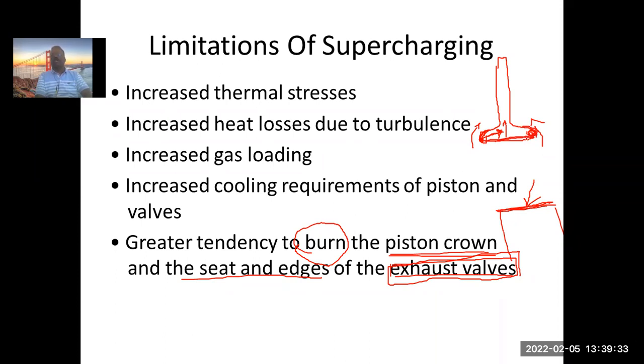Okay, here the burning of this particular region and this particular region of the wall is getting increased. That is where we say the burning of the piston crown and seat and edges of the exhaust walls.